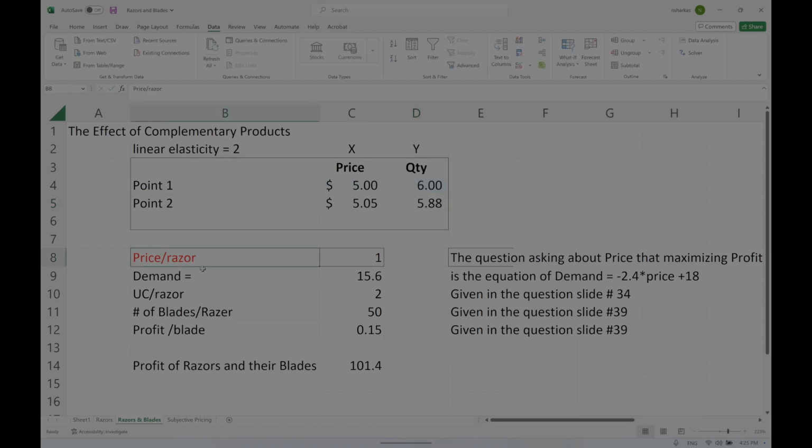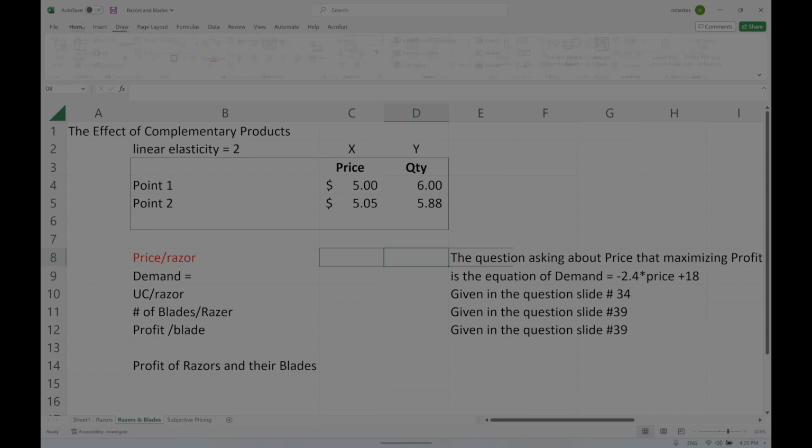So now we have the question. What is the price? What am I supposed to price these razors? So this is quite interesting. So the question is asking about what's the price. The demand, we already found the demand curve, didn't we?